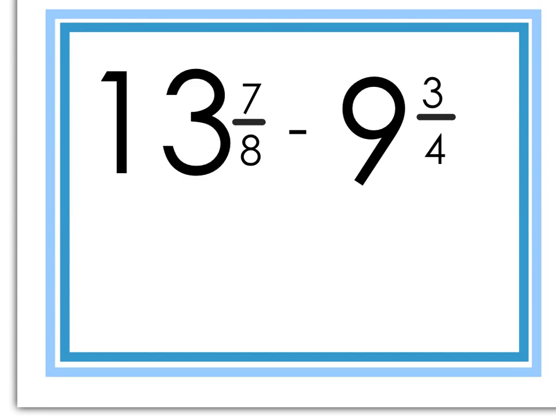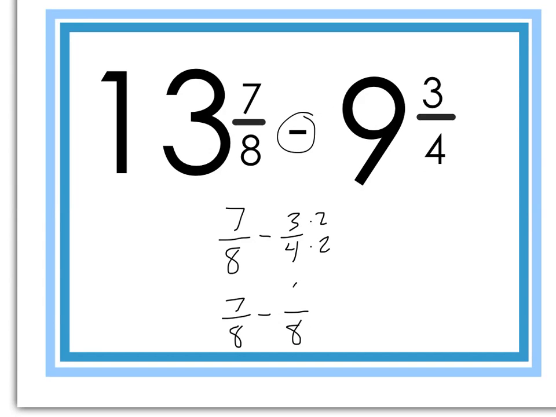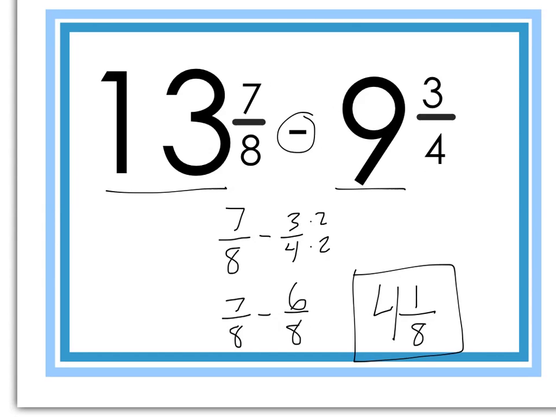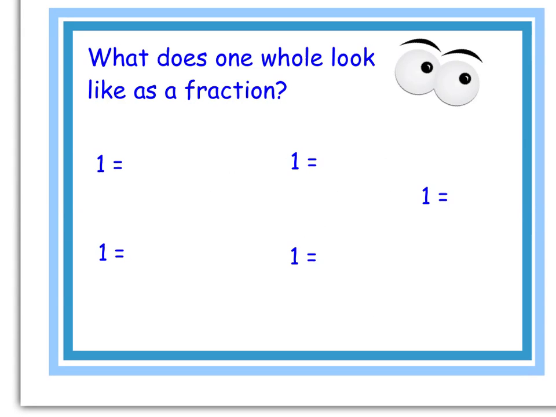Alright, here's another one. I'm going to take 7/8. Notice it's a minus problem this time. Minus 3/4. I'm going to change my denominators to 8ths. That means I'm multiplying this fraction by 2. And I get 6. 7 minus 6 is 1/8, 13 minus 9 is 4. Check it. Is it in simplest form? It is. We're done.